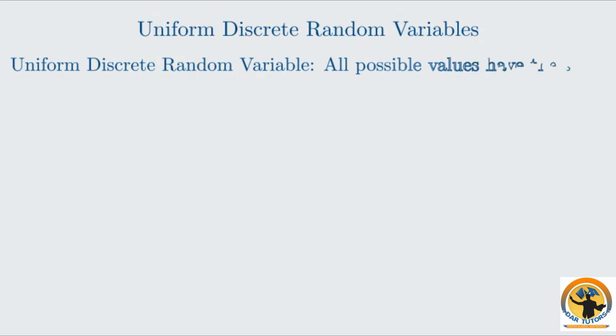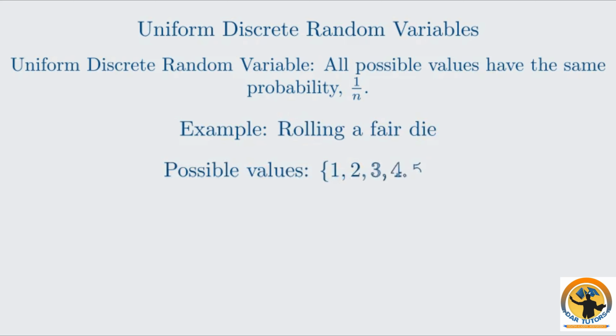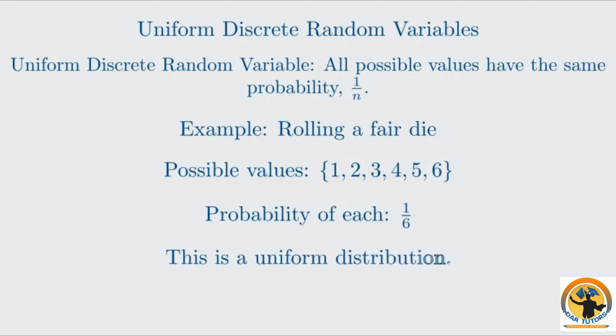There are some special types of discrete probability distributions we should be familiar with. First, a uniform discrete random variable is one where all the possible values have an equal chance of occurring. The probability for each of the n outcomes is simply 1 over n. The classic example is rolling a fair 6-sided die. The possible values are 1, 2, 3, 4, 5, and 6. There are 6 possible outcomes, and each has a probability of 1/6. This is a uniform distribution.